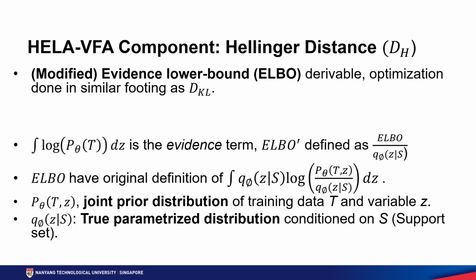The next big component I want to talk about is obviously the Hellinger distance. It turns out that we can derive a modified form of the evidence lower bound, ELBO for short, in terms of the evidence term and the divergence measure for the Hellinger distance. Full derivation is shown in our paper. In this slide, we merely state the result. The original definition of the ELBO and the respective distributions required are also shown here.